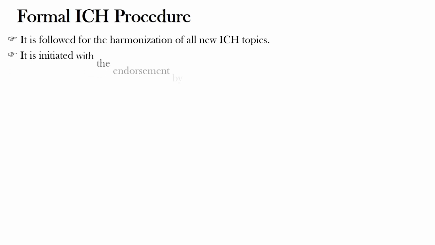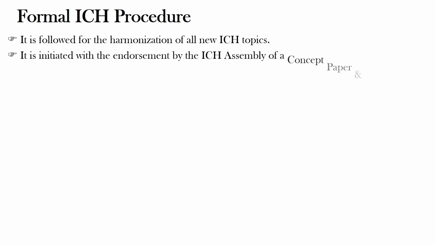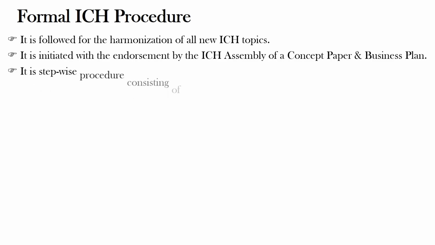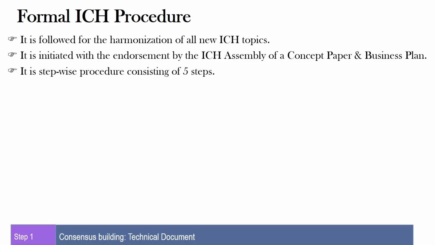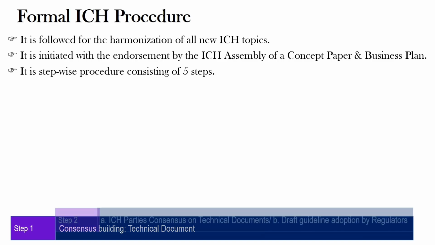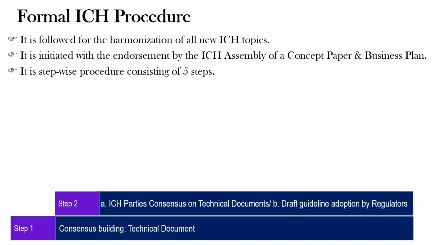The formal ICH procedure is followed for the harmonization of all new ICH topic. It is initiated with the endorsement by the ICH assembly of a concept paper and business plan. It is a step-wise procedure consisting of five steps. The step 1 is consensus building. The step 2 is ICH parties consensus on technical document and draft guideline adoption by regulator.